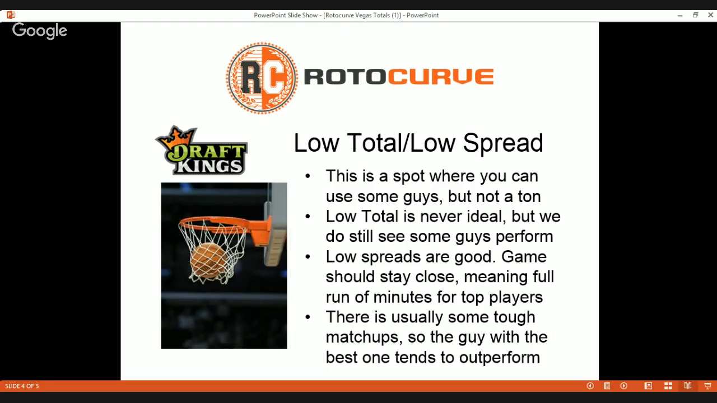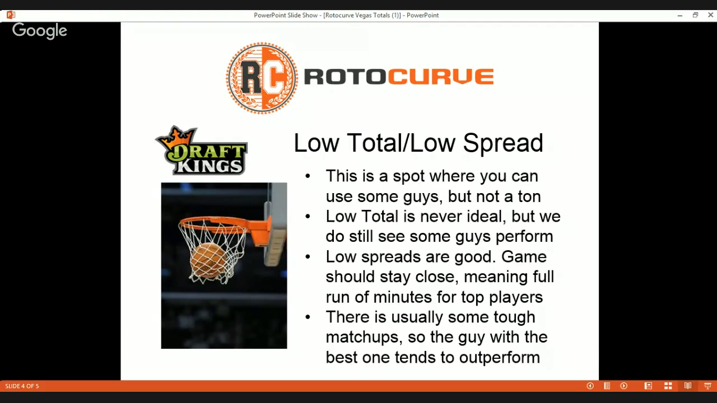Rodney Hood is a guy who is not the number one option on his team by any stretch. His team plays in a lot of these low total, low spread games, but he put up some big games recently where he went for like 30 to 35 fantasy points, basically because that's where everything comes out when he winds up at the end. He's a guy that if the other guys have tough matchups, he can actually score. So when he gets a little bit more usage, he can raise up his fantasy value. So a guy like Rodney Hood would be somebody that you could look at in a game like this.